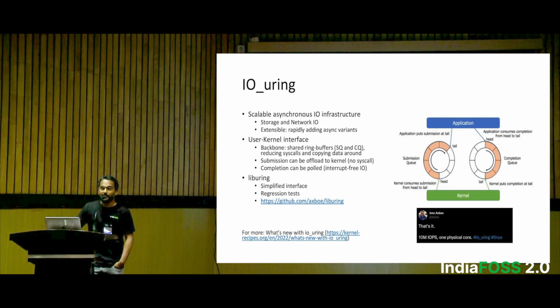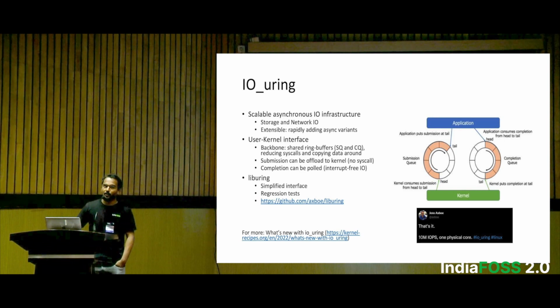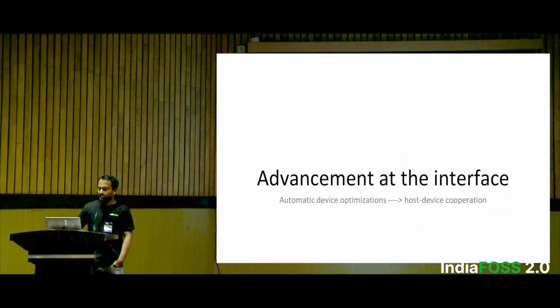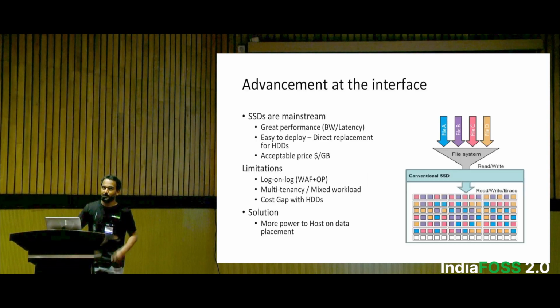To make it simpler to use, liburing was added with a simplified kernel interface, and it also had a lot of test support, which could help to develop applications really fast. And these were about the initial SSDs. If you see the SSDs, they were actually direct replacements for hard disk drives.